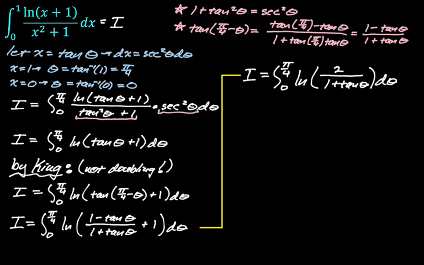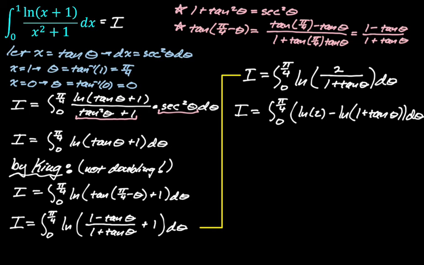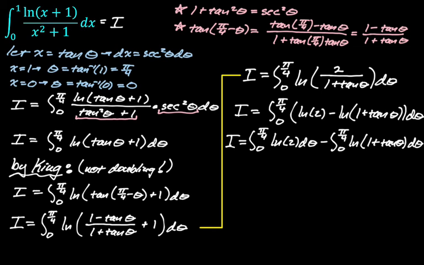If you have division within natural logs, it becomes subtraction between them. So our integral, 0 to pi over 4, natural log of 2 minus the natural log of 1 plus tan theta. Okay, so now what I'm going to do to make it a little clearer how this is working is I'm going to rewrite this as two separate integrals. So we have the integral from 0 to pi over 4 natural log of 2 minus the integral from 0 to pi over 4 natural log of 1 plus tan theta.